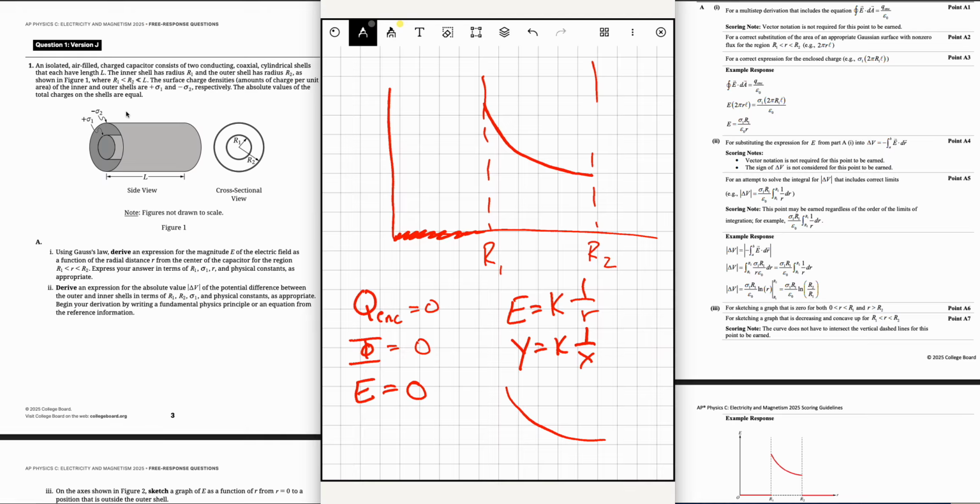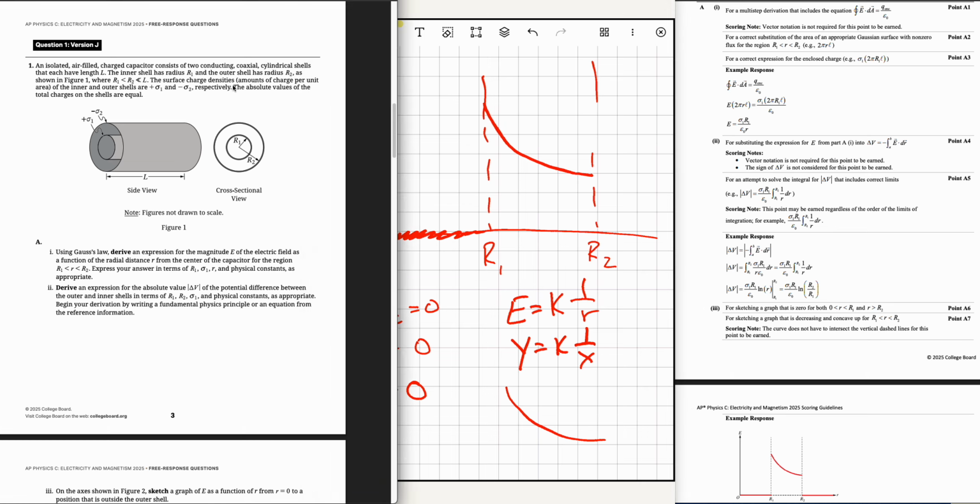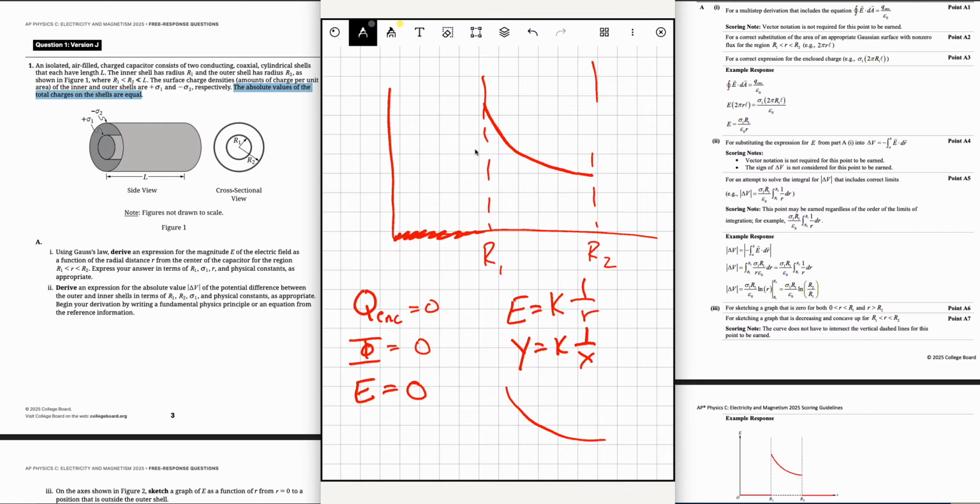Now, on the other hand, what if our R is so big that we're enclosing both of these cylindrical shells? Well, here we have a certain amount of negative charge, and here we have a certain amount of positive charge. And if we're enclosing both of those things, since the absolute values of the total charges on the shells are equal, going back to the original facts, then I'm enclosing the same amount of charge. And if I'm enclosing the same amount of charge, my charge enclosed is 0, meaning my flux, according to Gauss's law, is 0, which means my electric field is 0. So we're back to 0 over here.